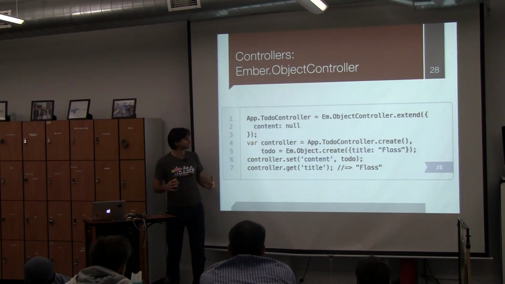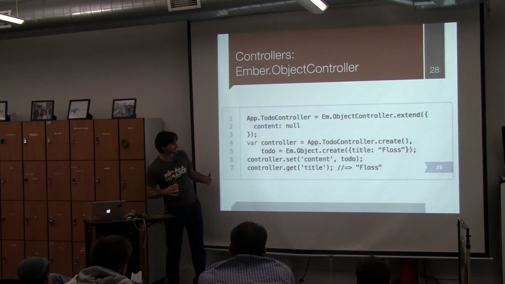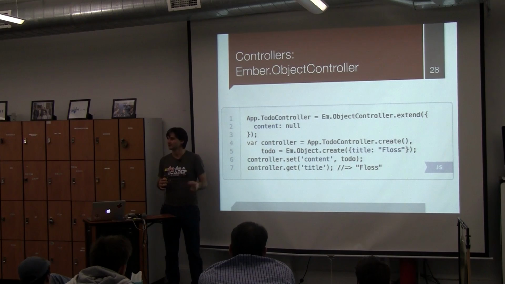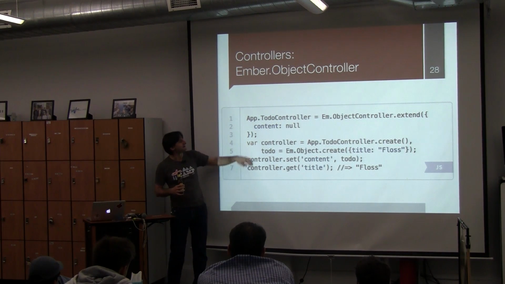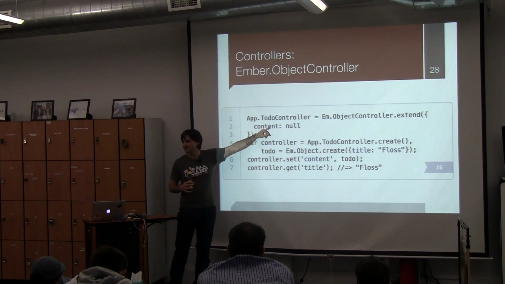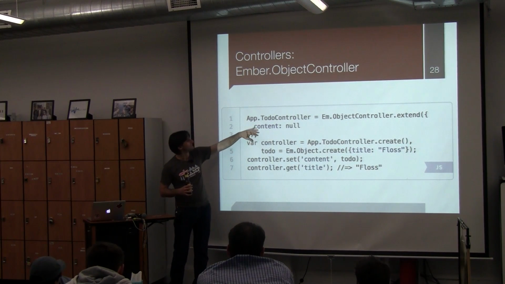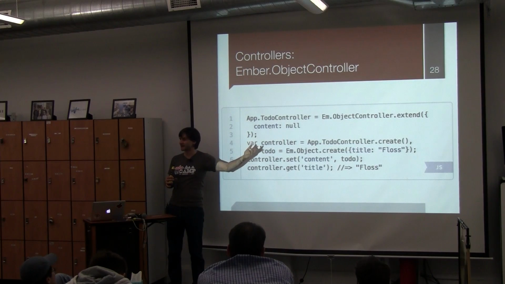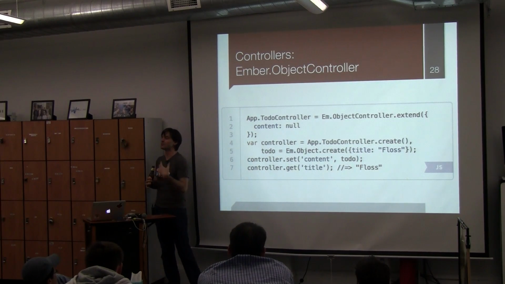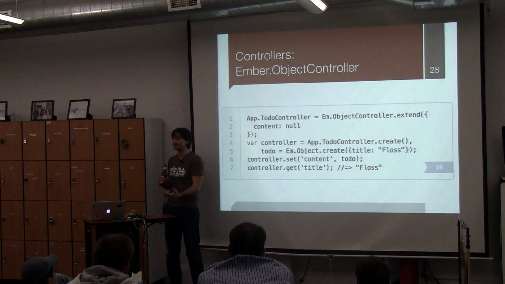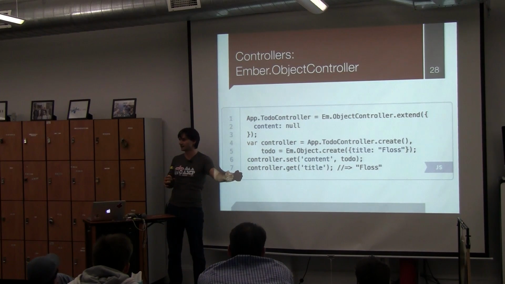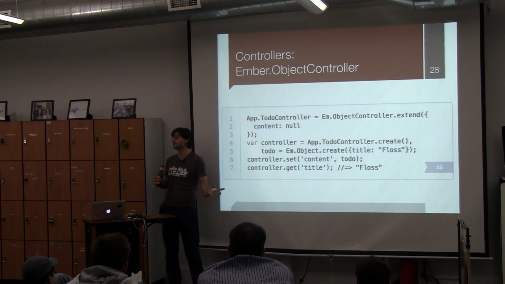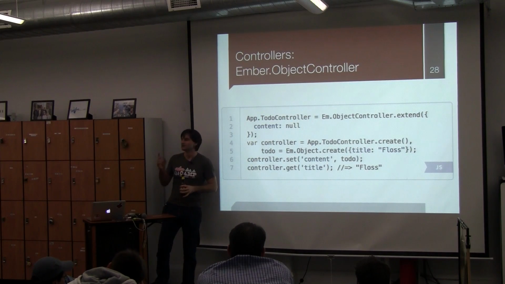So if I said controller.setTitle, comma, brush your teeth, then it's going to go and try to set that on the content object, because the controller itself doesn't have a title property. So if you actually wanted to set something on the title, but that thing was going to start off as null, you would want to explicitly declare it as null so that those sets don't fall through to the underlying model object when you don't want them to. Other questions?